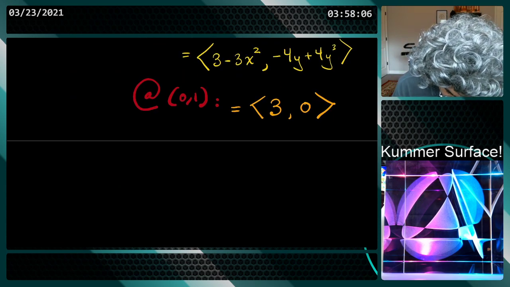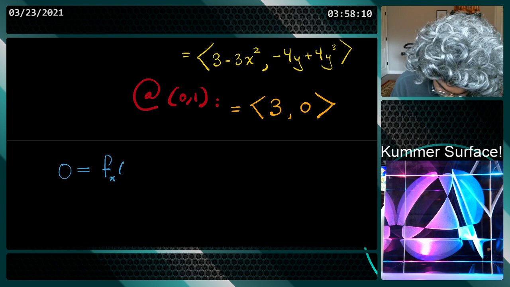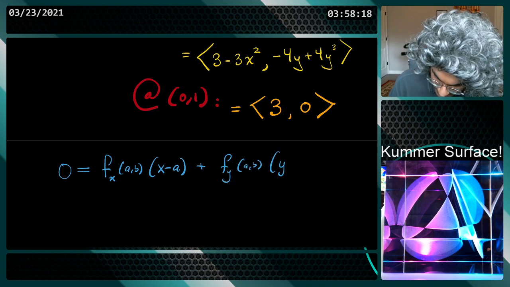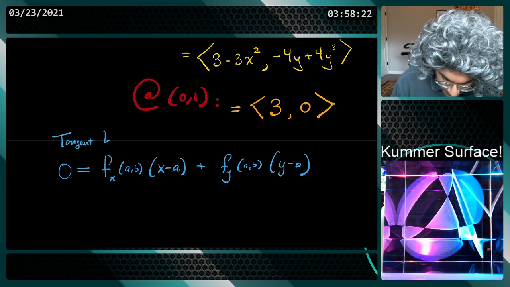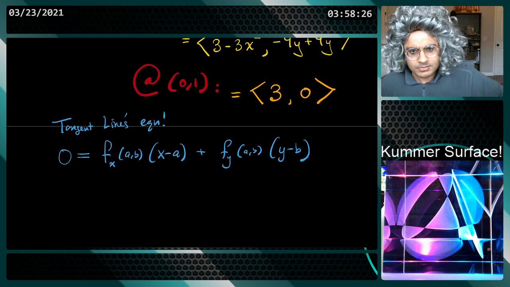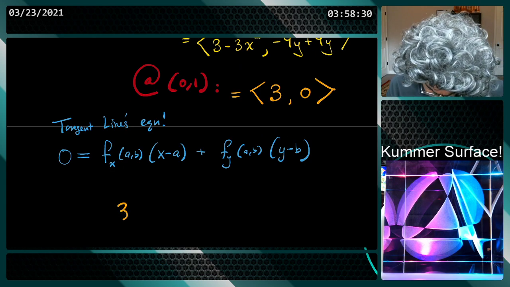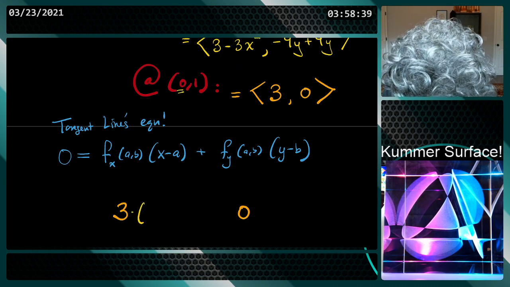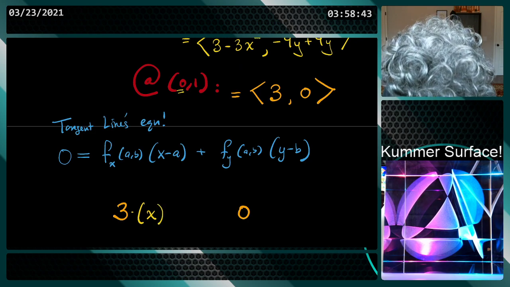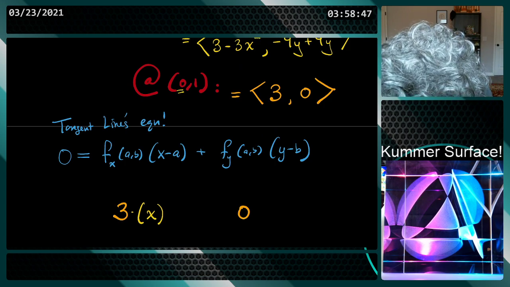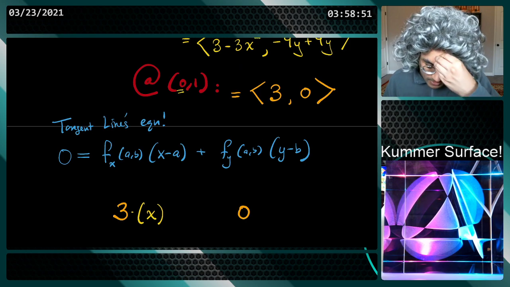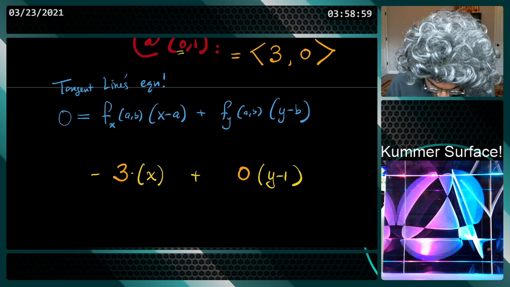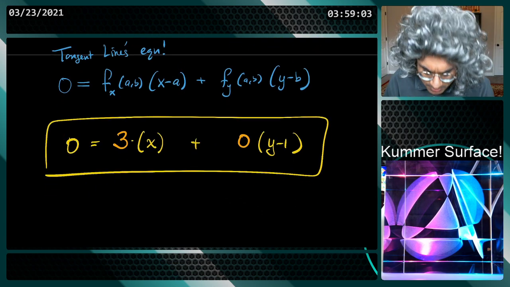The tangent line equation is 0 equals f sub x plus f sub y. And now we just assemble it. So you get 3 and a 0, times x minus a. Oh, what was a? 0. And y minus b. Well, it doesn't matter, obviously, but I want to place them so that students can do their homework. 0. Which if you simplify, do a little bit of mathematics at this point, you get x equals 0.